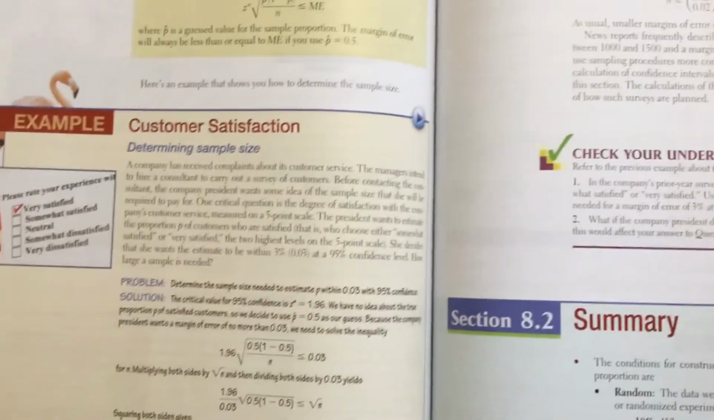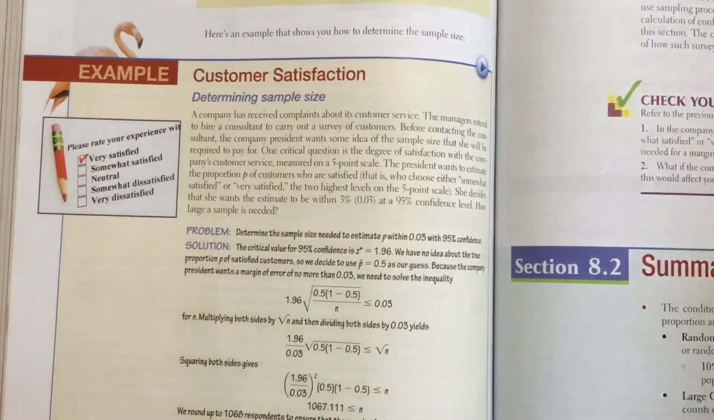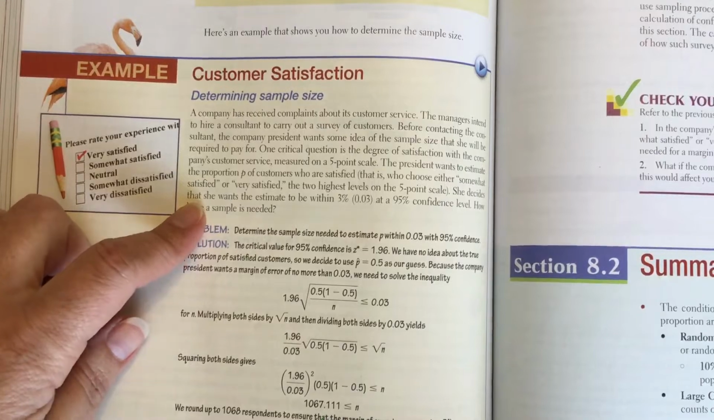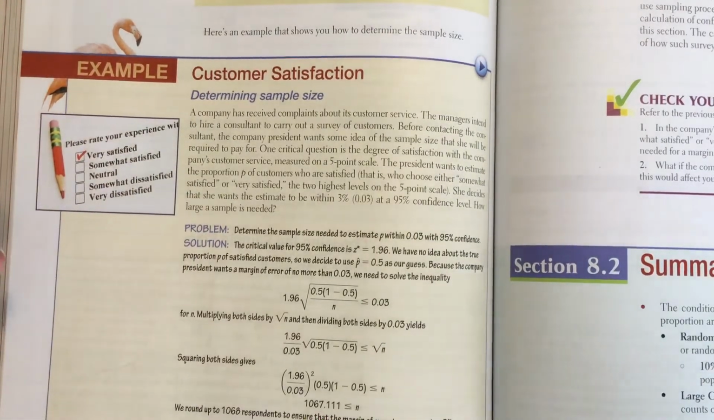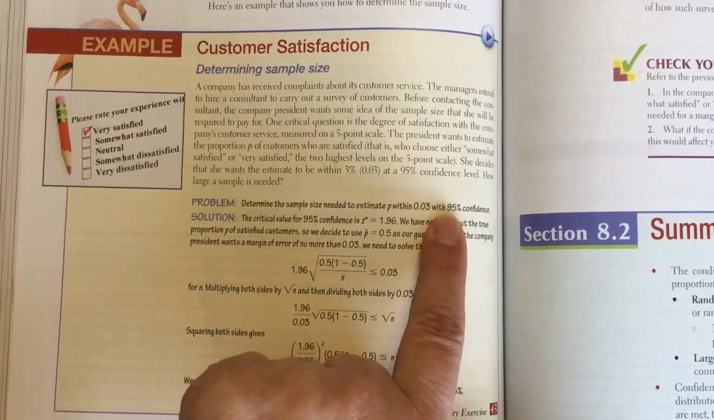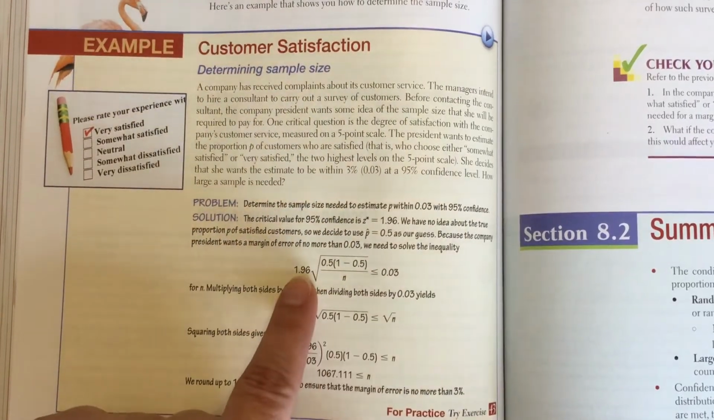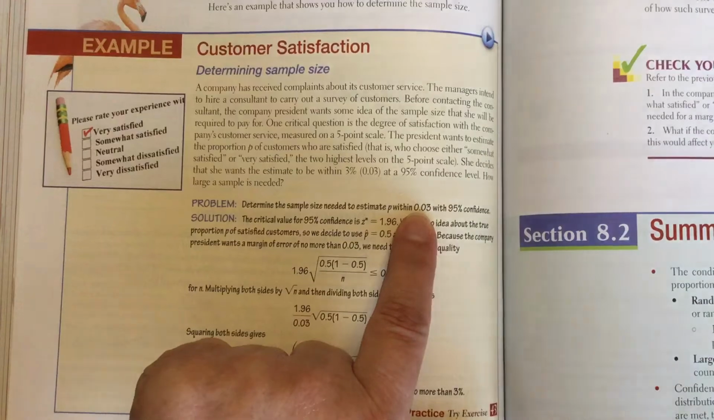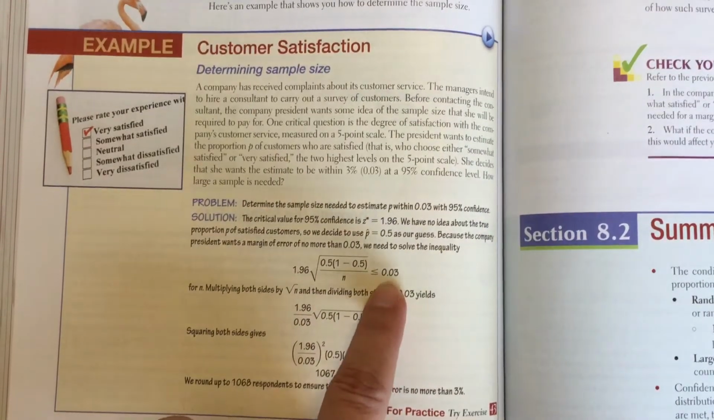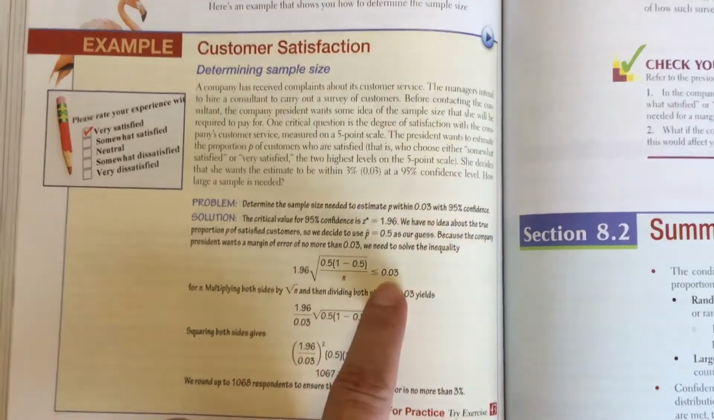What they did over here on this page was they wanted to do a sample survey to figure out what proportion of their customers are satisfied. So they wanted a 95% confidence interval. They found a critical Z, and they wanted the confidence interval to have a margin of error within 0.03 or 3%, okay? So there's our margin of error, and I'll go over this in a second.